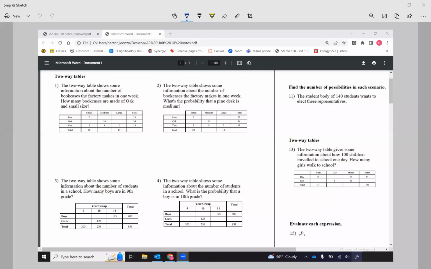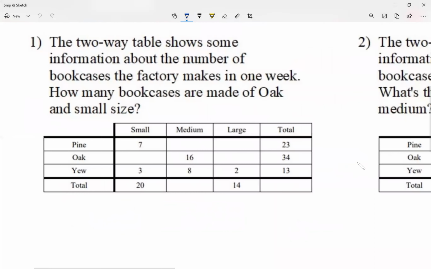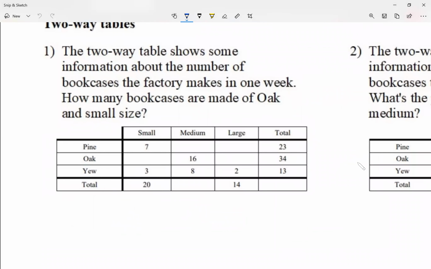Two-way tables are very interesting. They're kind of hard at the beginning, but once it clicks, you're gonna find that it's pretty easy to work with. So if you find it difficult at the beginning, just hang in there, okay?